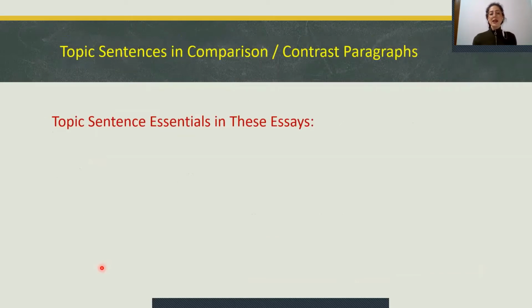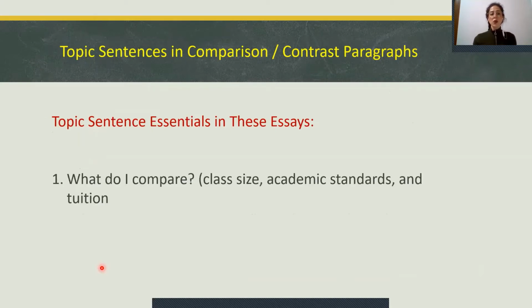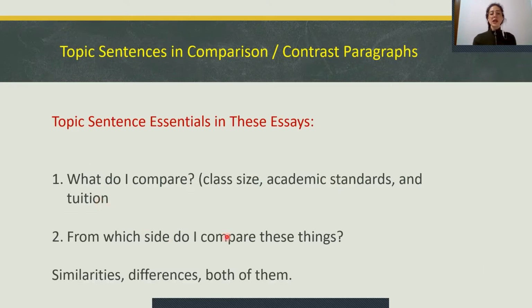So, what are the topic sentence essentials in compare and contrast paragraphs? First one, I have to tell exactly what I compare. Class size, academic standards, tuition? I have to explain it exactly. Two, from which side do I compare these things? Similarities, differences, or both similarities and differences?